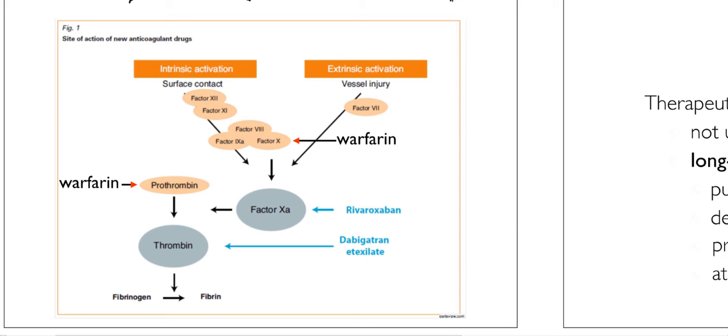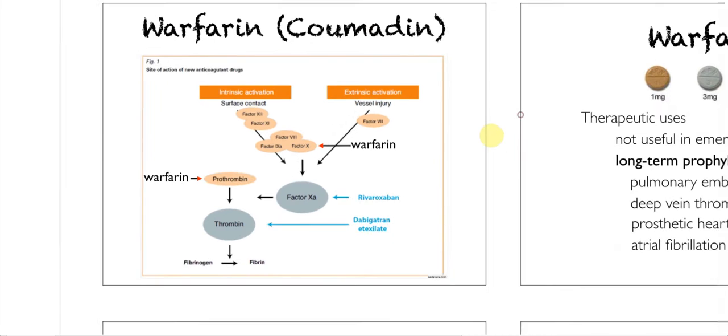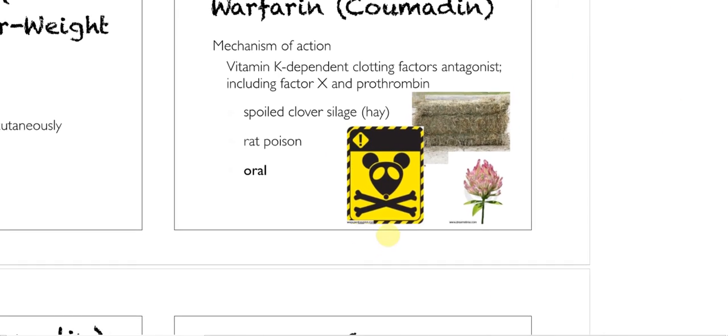Warfarin is going to be specifically along this cascade. Both the extrinsic and the intrinsic are going to be trying to activate factor 10A, and factor 10A will try to convert prothrombin to thrombin, which will then try to convert fibrinogen to fibrin, which continues on to form the actual blood clot. Warfarin is going to block factor 10A, or factor 10 and prothrombin specifically, which are both part of the vitamin K clotting factors.